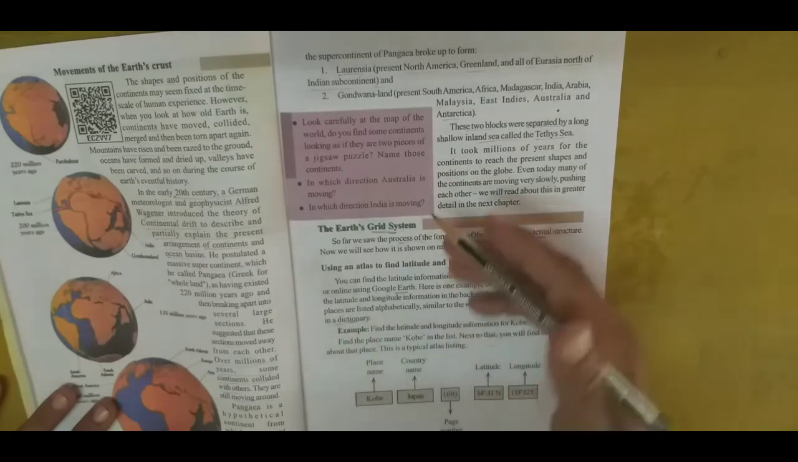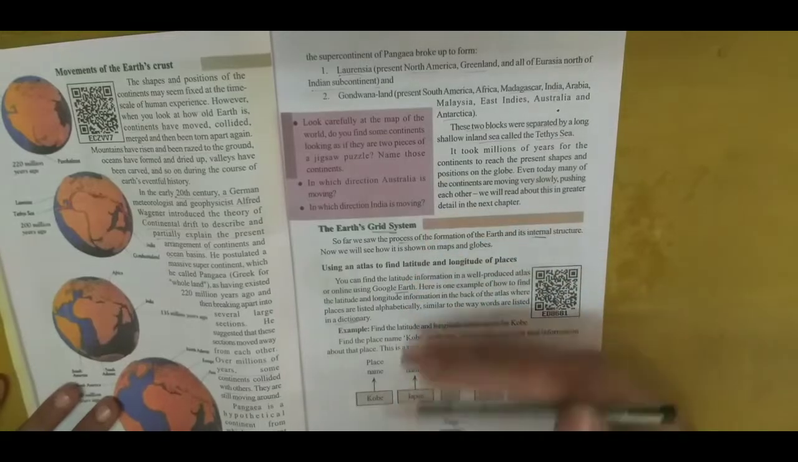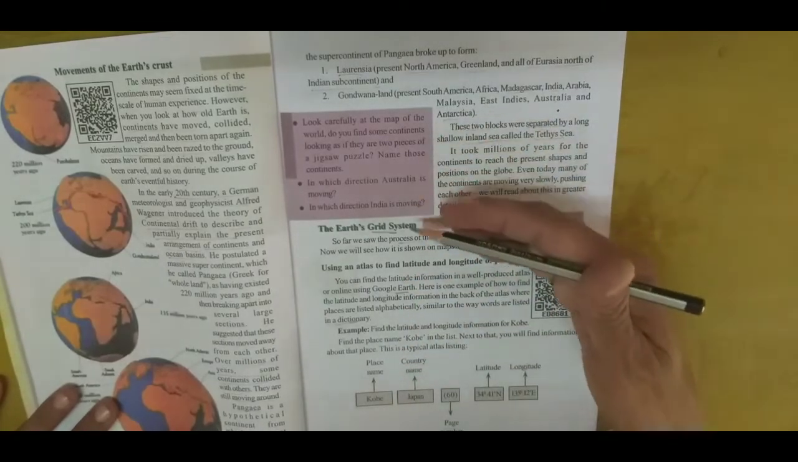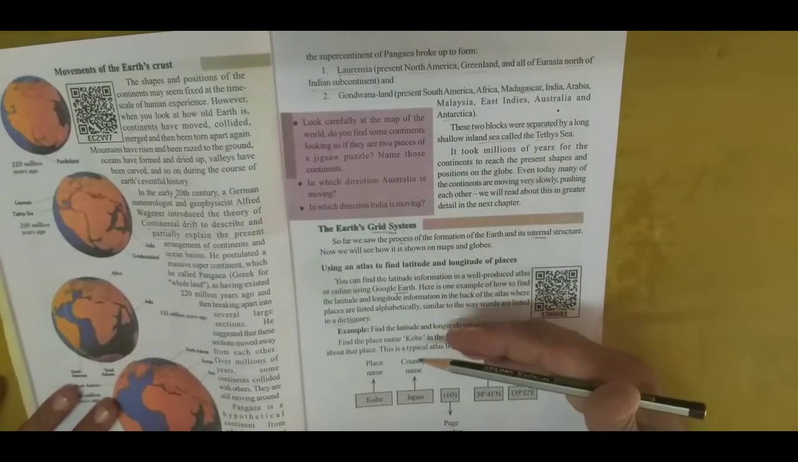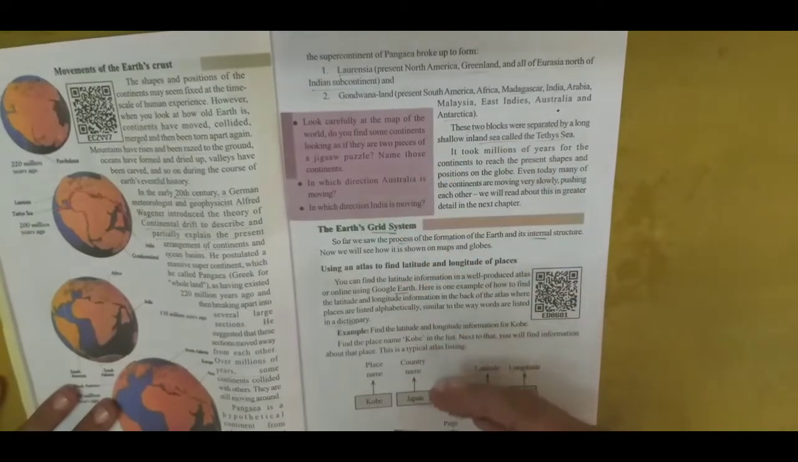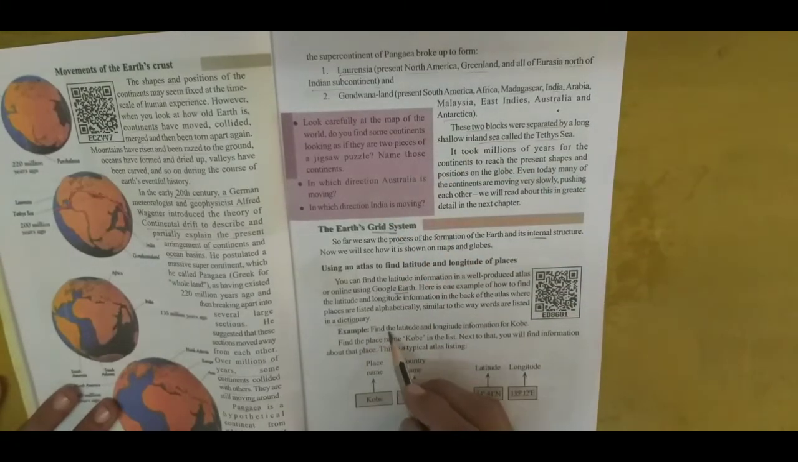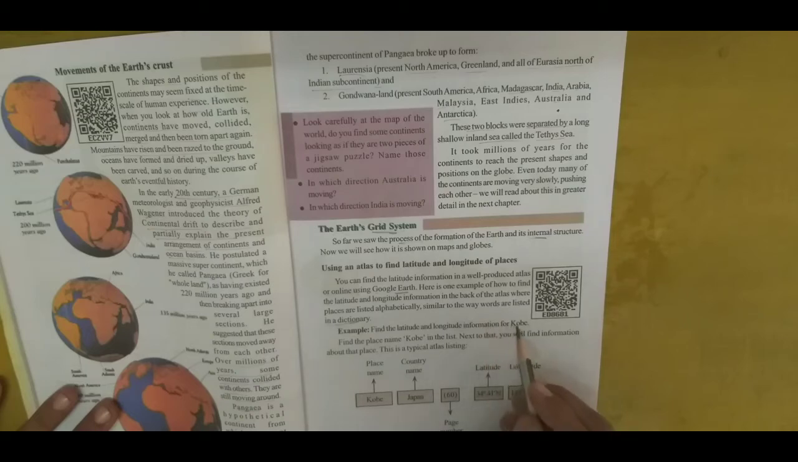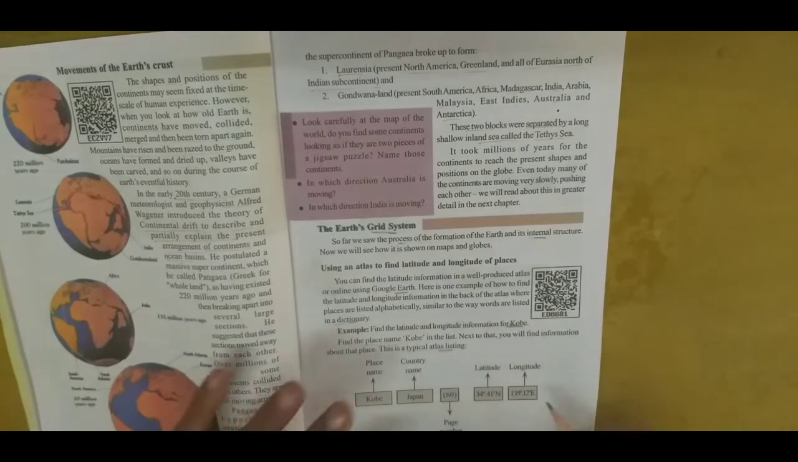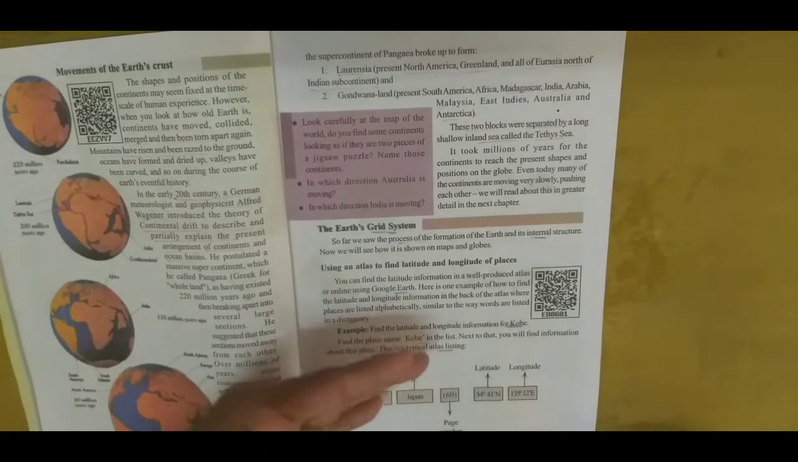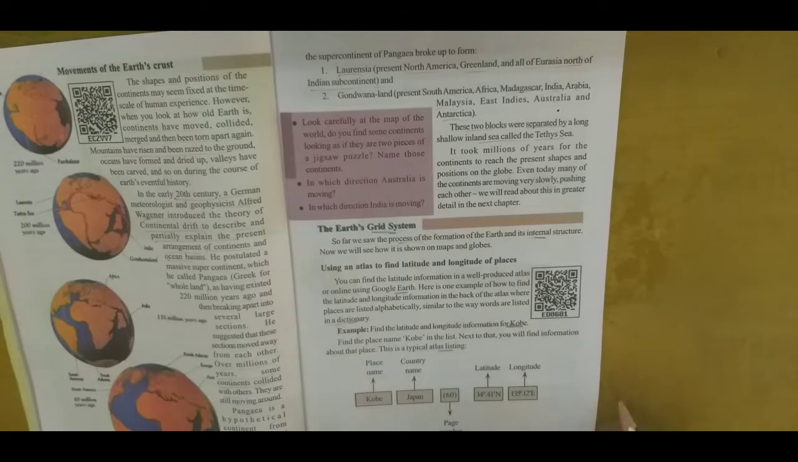See, in a dictionary we start alphabetically with A. All the A words come first, then AB, AC. I think all of you know. Today we will find out the latitude and longitude information for Cope. Find the place in the list. Next to that, you will find information about the place. This is a typical atlas listing. So when you come to an atlas, this is how you have to follow.